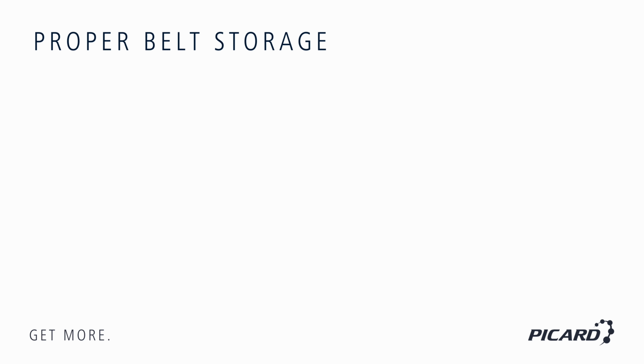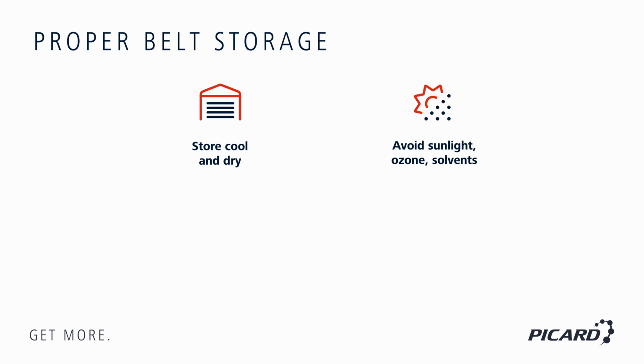The service life of a belt depends not only on how it's used, but also on how it's stored. Since belts are typically made of rubber and fabric, they're sensitive to environmental factors. They should be stored in a cool, dry, and tension-free environment. Avoid direct sunlight, ozone sources such as certain lamps or motors, and contact with solvents.